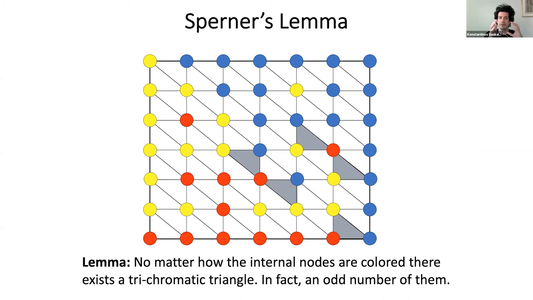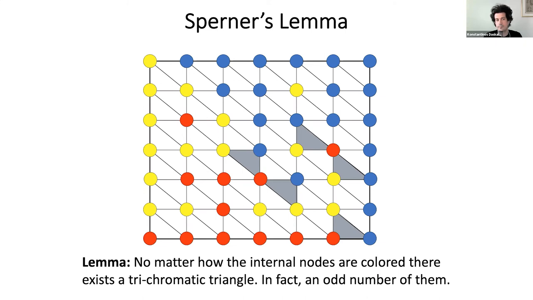There is a version in 3 dimensions, in 4 dimensions, in any dimension. So in dimension D, you're going to be coloring with D+1 colors, and you're going to be looking for D+1 chromatic simplices. But the simplest story is in 2D. So here it is. In 2D, I'm coloring with 3 colors. And the claim is that no matter how you color the internal vertices of the grid, there will be trichromatic triangles, in fact, an odd number of them.